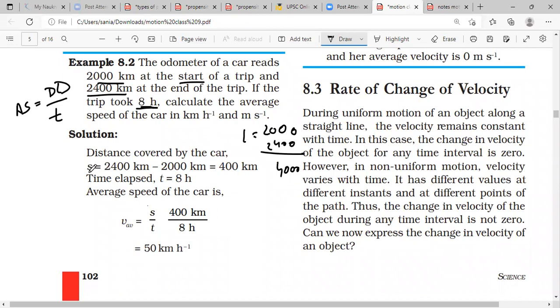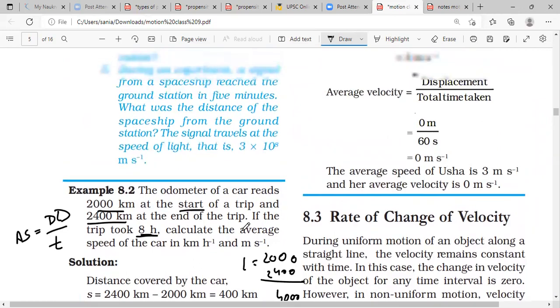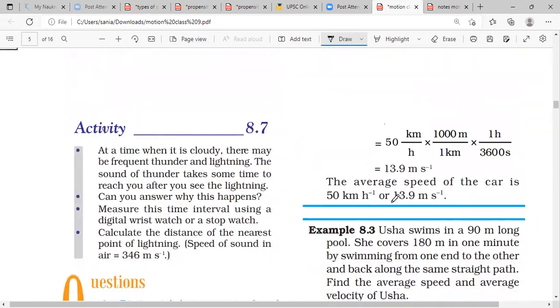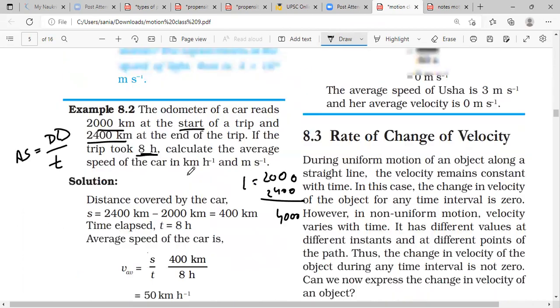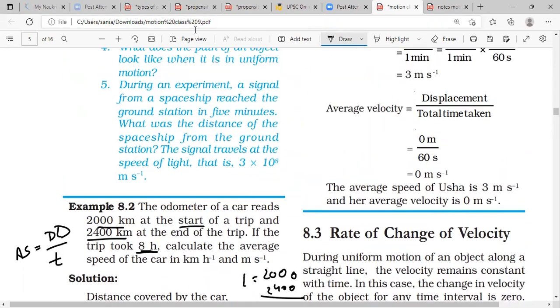Okay, the total distance, and divided by this. Okay, so once you get this, then you will be finding out. They have already converted it, so you don't need to convert, just find it out like this. Okay. Okay, ma'am.